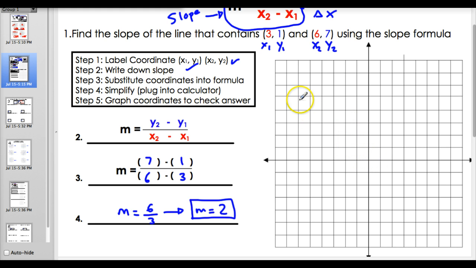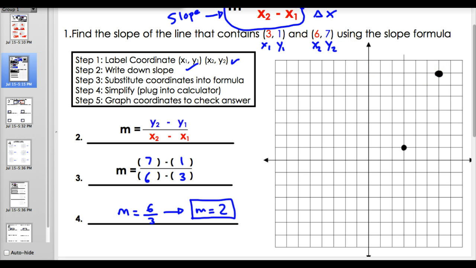Now, you might not believe this formula. You shouldn't believe everything you see. So let's check to see if this is actually the slope by checking it graphically. So first let's graph point (3, 1). So 1, 2, 3, up 1. All right, that's our first point. And the next one is (6, 7). So 1, 2, 3, 4, 5, 6, and then up 7: 1, 2, 3, 4, 5, 6, 7.